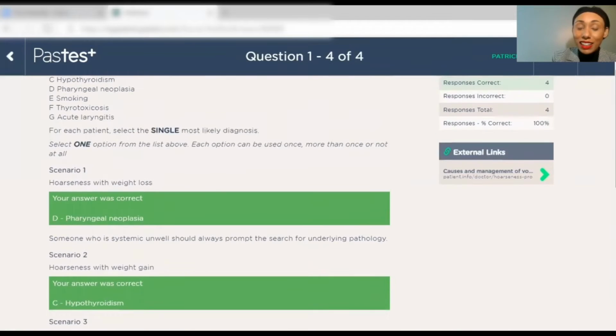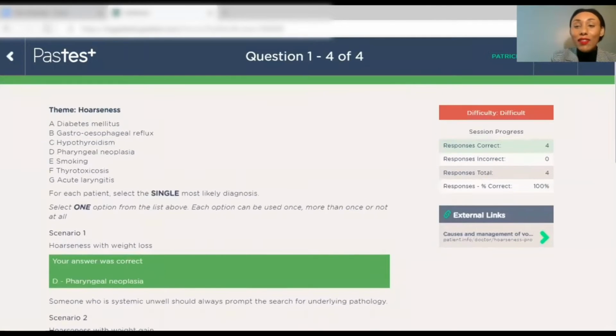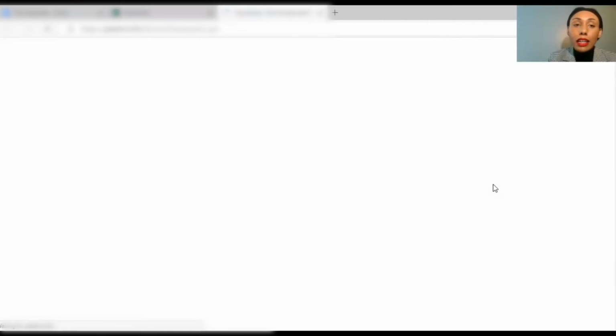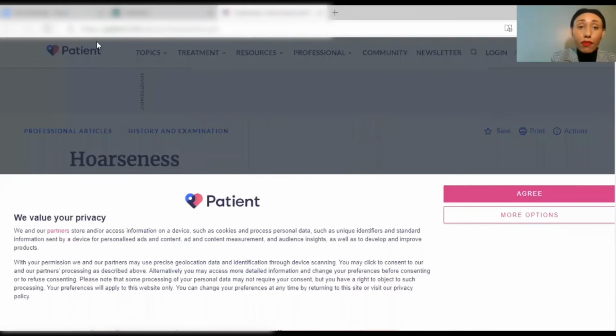So they were all correct. What do you know? So again, you will see here the difficulty level. And also Pastest is very good because they provide you, not for all the questions, but for a number of questions, with external links. So you can click onto this link and have a read. It takes you to patient.info, which is a very, very good website.